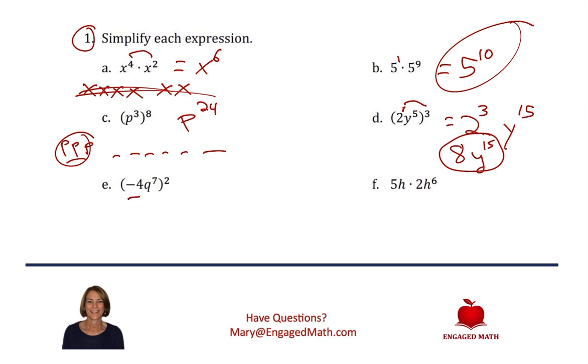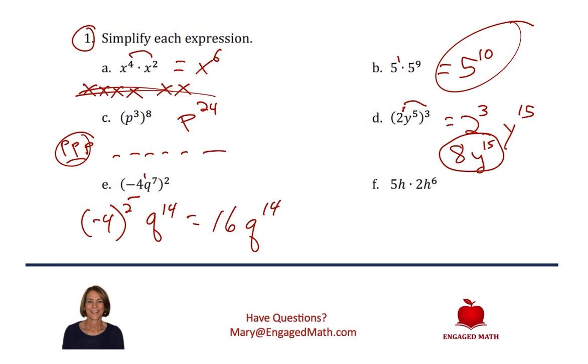Be a little careful with this negative because when we raise that negative 4 to the second power, there's really a 1 here, but the negative is getting raised to the second power as well. So what we have is negative 4, the whole quantity, raised to the second power, times q to the 14th. So our final answer is a positive 16 q to the 14th because it's negative 4 times negative 4.